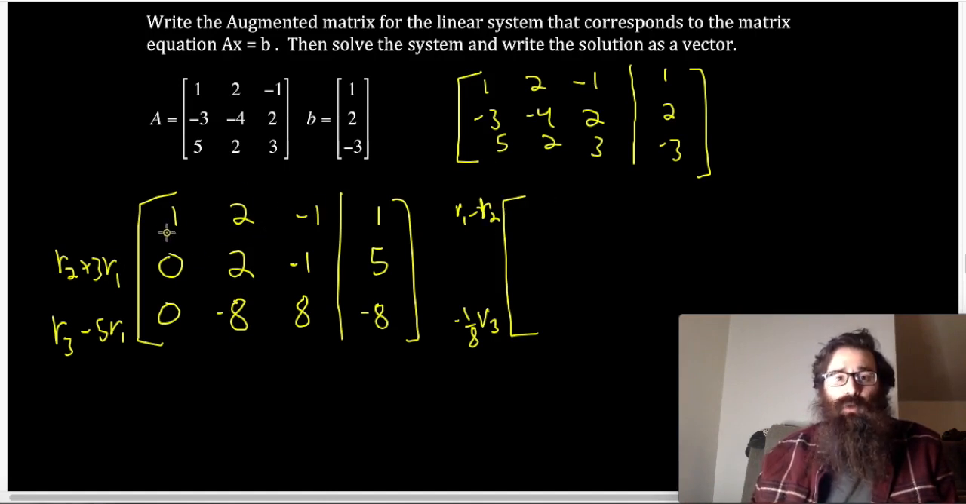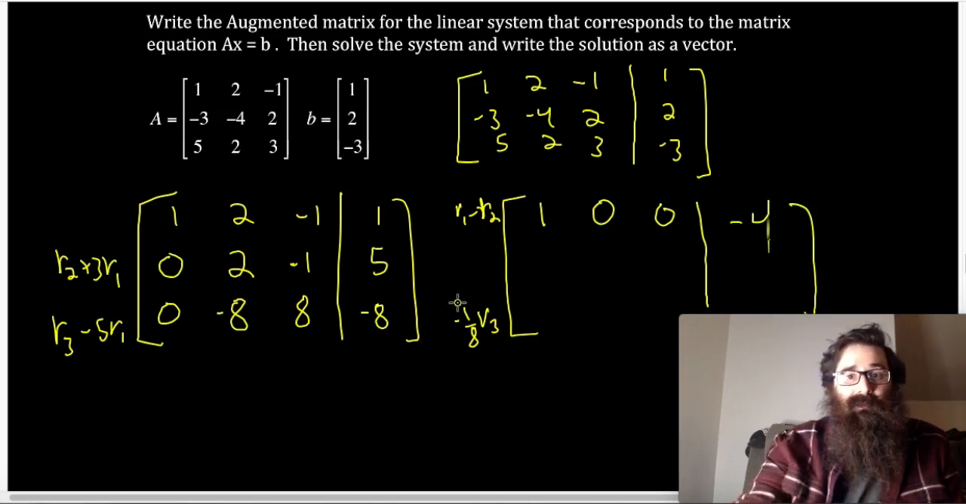So here, if I replace row 1 with row 1 minus row 2, I get 1 minus 0 keeps my 1, so safe and sound. 2 minus 2 is the operation I needed to get that 0 that I wanted. And then negative 1 minus negative 1 is going to give me a 0 as well. So like a bonus 0, which is great. And then I have to work in the augmented element as well. So 1 minus 5 is going to give me negative 4.